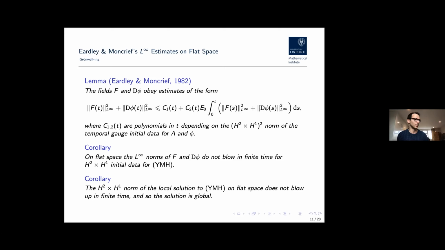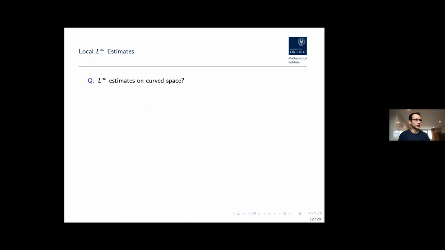So you control the H2 cross H1 norm. And so you've extended your solution to a global solution. So can we do these on curved space? Well, as already mentioned, the Cauchy-Chatin method loses one derivative due to this term that I had underlined earlier.